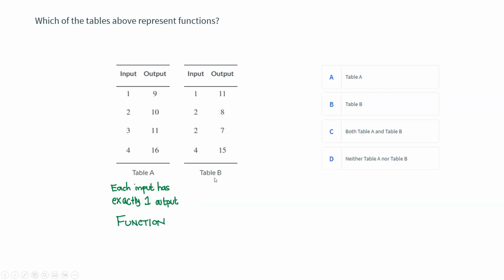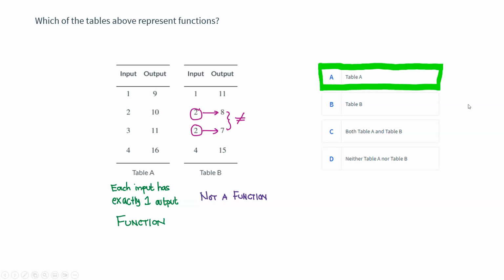However, when you go over to table B, as you look at the input, you have repeated inputs. Now, repeated inputs do not automatically make it not a function. However, when you look to see what they're paired with, this 2 is paired with 8, this one's paired with 7, they're not equal values. That means you have an input value of 2 that's associated with two different outputs. That makes it not a function. And as a result, table A is a function, table B is not, so it's only table A that is the function in this group.